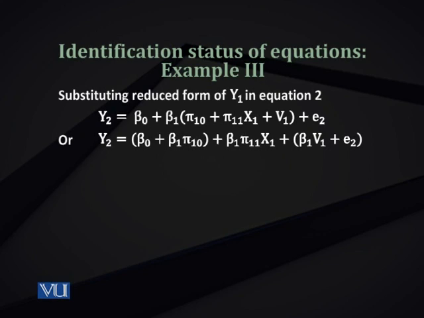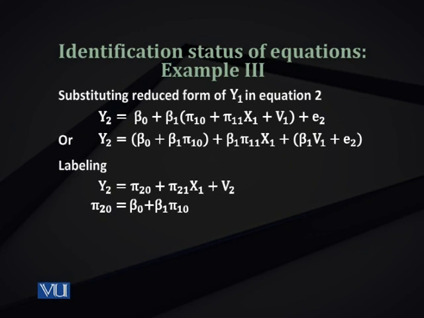Plus we have two terms containing errors. One is v1 and second is e2. So we will combine them to give them a name v2. So we have a second reduced form equation. y2 is equal to pi 2 naught plus pi 2 1 x1 plus v2, where we made a substitution which is given below. Pi 2 naught is beta naught plus beta 1 pi 1 naught, and pi 2 1 is beta 1 pi 1 1.